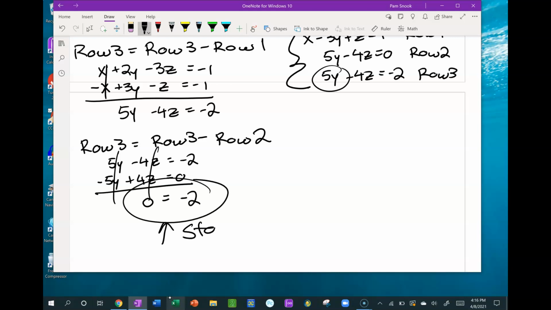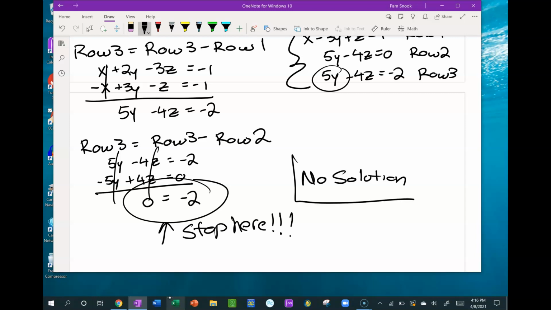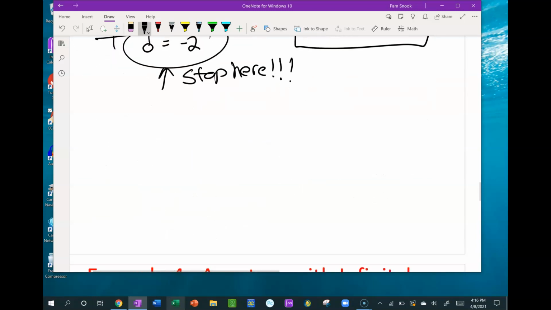So stop here. 0 doesn't equal negative 2. Therefore, I have no solution. This one is a no solution case. And I know that because 0 never equals negative 2. They are never the same, no matter what. So stop there, no solution.